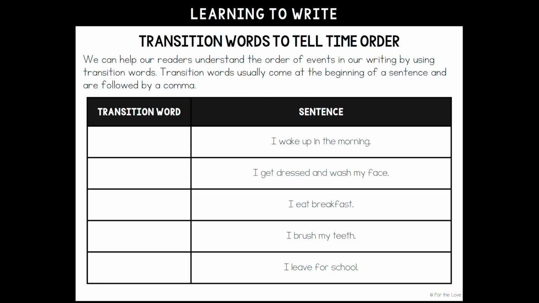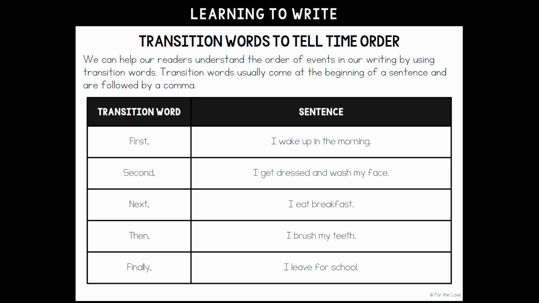It says transition words to tell time order. We can help our readers understand the order of events in our writing by using transition words. Transition words usually come at the beginning of a sentence and are followed by a comma. So here I have given students sentences and they are going to use transition words followed by commas to show the order of the events.